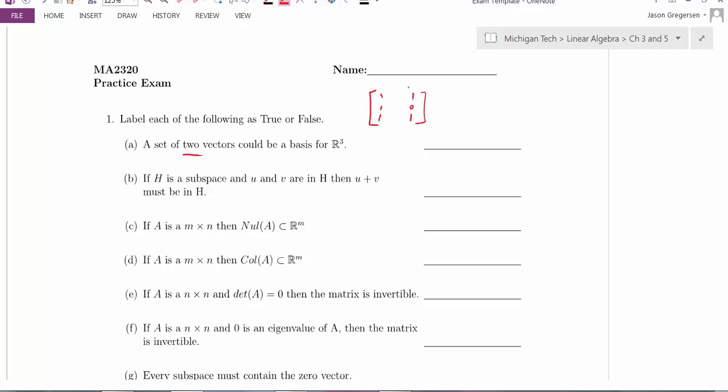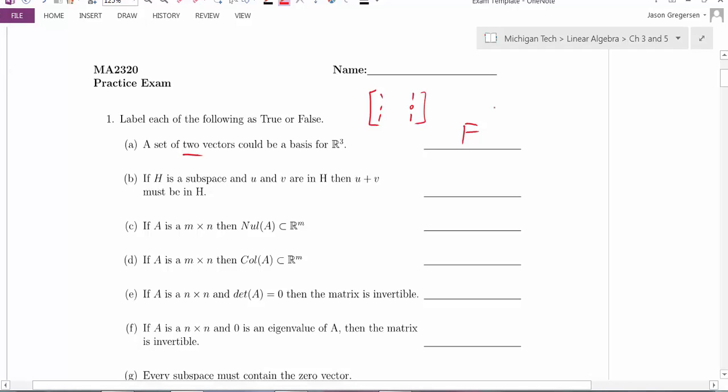Since I only have two columns, I can only have at most two pivot positions. There's no possible way I could have a pivot position in each row. So these two vectors could not possibly span all of R3. In this case, the answer is false, because these two vectors could not possibly be a basis for R3.